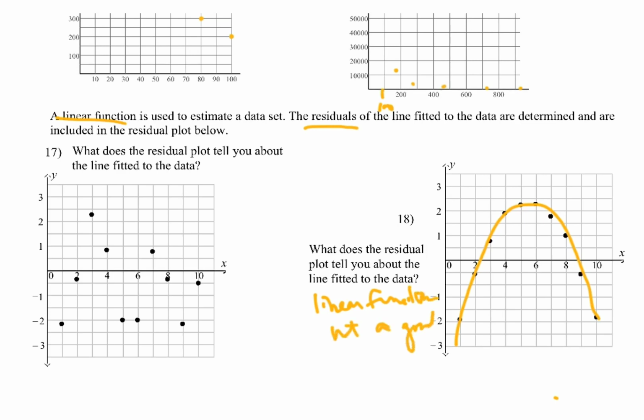So linear function, not a good fit. Okay, 17, it's more randomized, so it would work. So linear is a good fit. Okay, for that one, that was actually supposed to be an F-I-T. That's better. All right, so that's using those residuals. Okay.